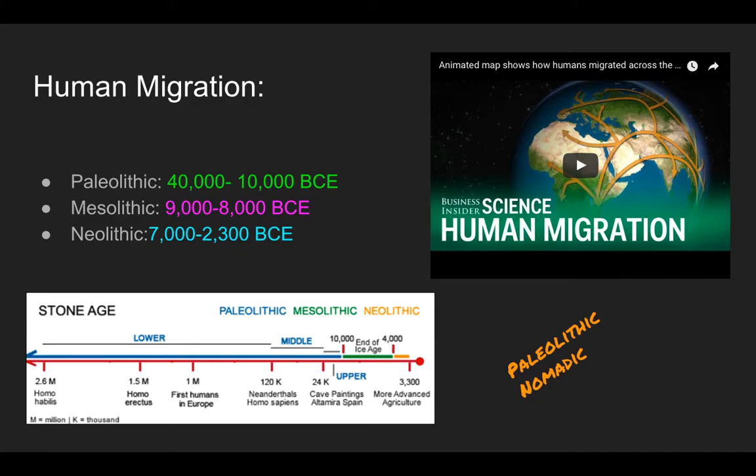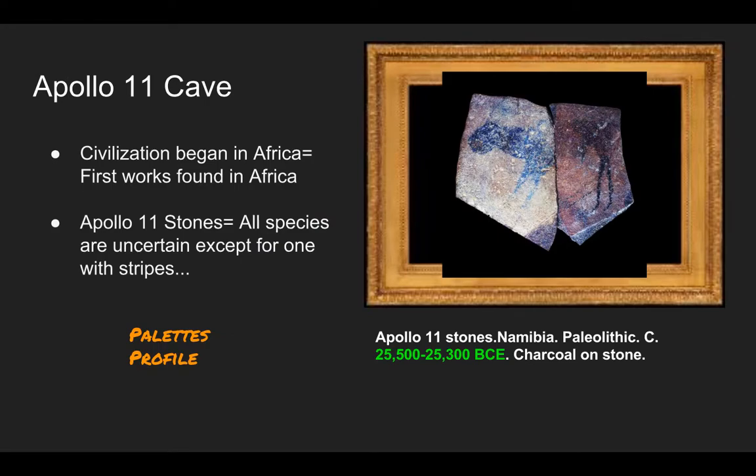We know from our reading and from history that humankind originated in Africa and then extended out. So we see a lot of early African art. I think the earliest one was a little pebble that they found that had a face on it. And that was found in Africa, I believe 3 million BCE. All right, so the first one we're going to talk about is the Apollo 11 cave. This is one of your artifacts.